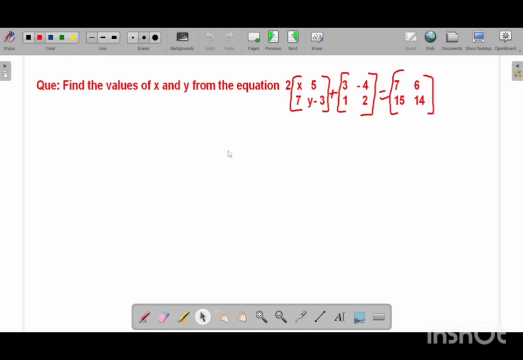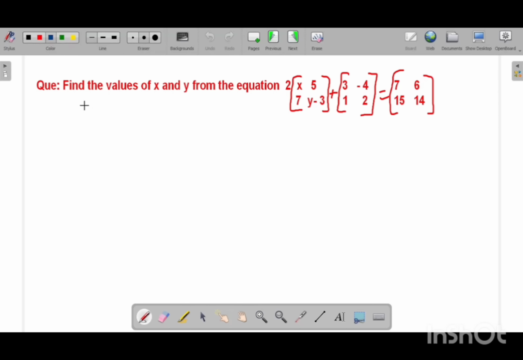Here you can see the first example on the screen, where the question is: find the values of x and y from the equation 2 into the matrix [x 5; 7 y-3] plus the matrix [3 -4; 1 2] equals [7 6; 15 14]. This is a very easy kind of sum.